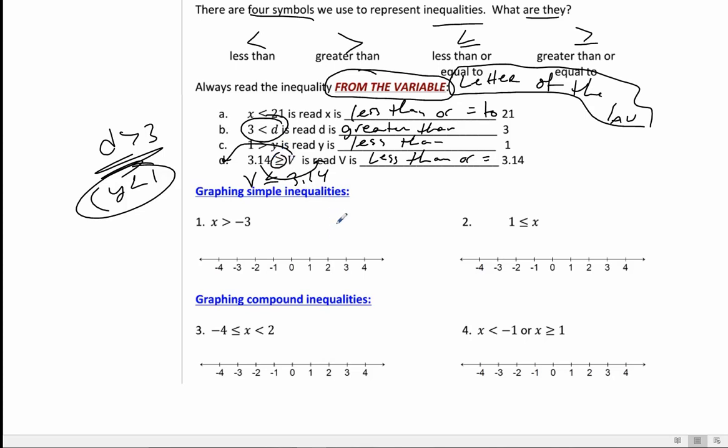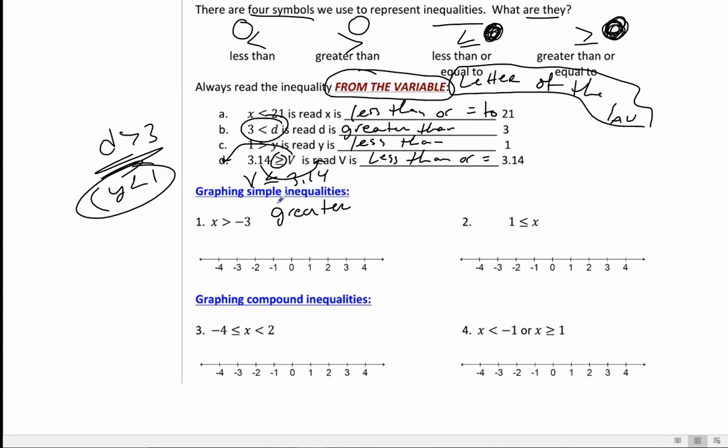Okay, back to some graphing inequalities. These are some simple ones. If you recall, what does this mean? A less than, greater than symbol. We have an open dot, open. If I have a less than or equal to or greater than or equal to, I have a closed dot, because the line underneath represents it's closed.